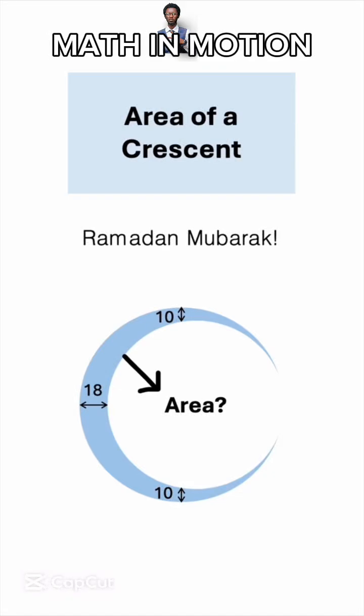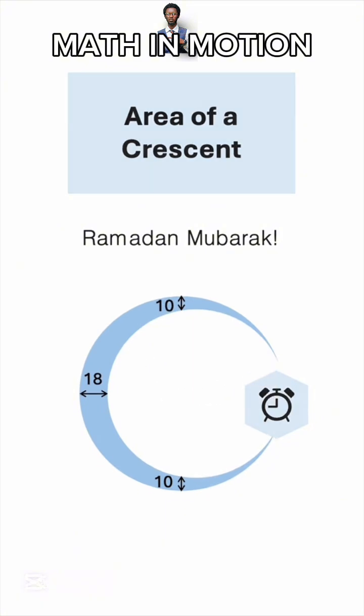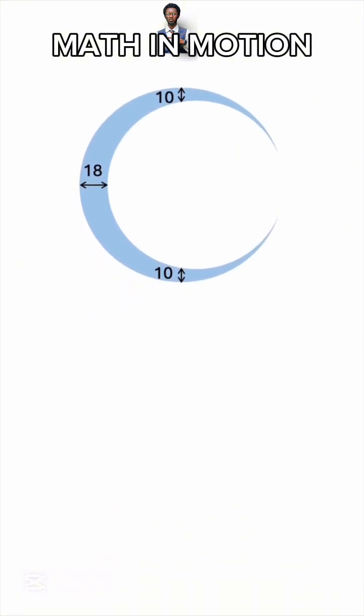How can we find the area of this crescent? Give this problem a try and keep watching to see the solution. We know that the horizontal gap is 18 units and the vertical gap is 10 units.